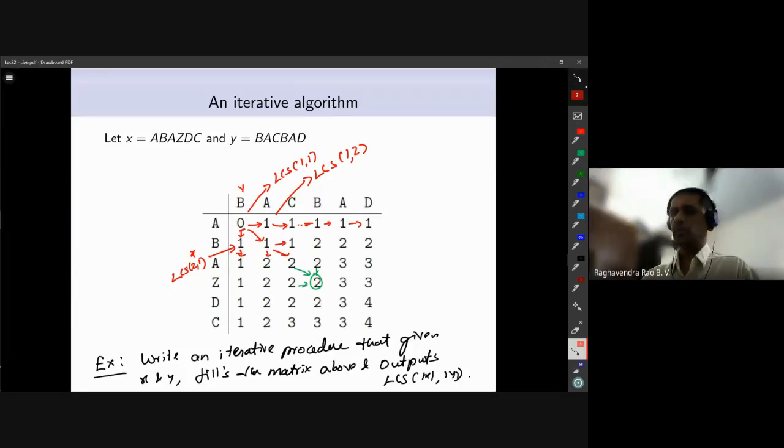So is the procedure clear to everybody? I don't want to describe the procedure, but if there is any doubt, I can clarify now.